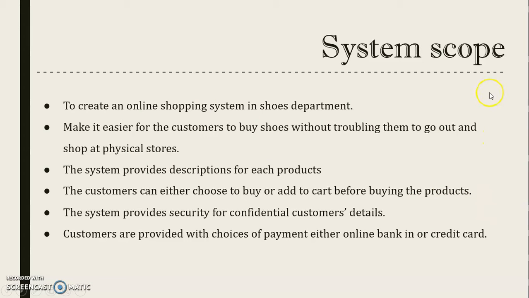So for the system scope, to create an online shopping system in shoes department. Make it easier for the customers to buy shoes without troubling them to go out and shop at physical stores. The system provides descriptions for each product. The customers can either choose to buy or add to cart before buying the products. The system provides security for confidential customers' details. Customers are provided with choices of payment, either online banking or credit card.